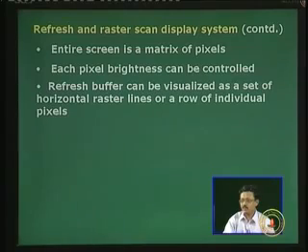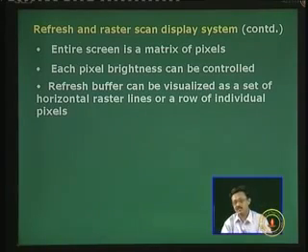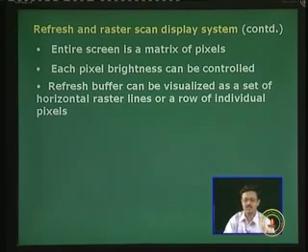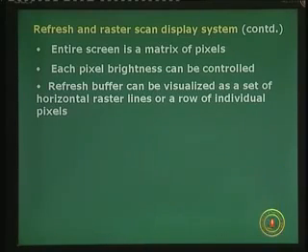The next point: the refresh buffer can be visualized as a set of horizontal raster lines or a row of individual pixels. The concept is like a matrix or an array where we have horizontal rows and vertical columns. So obviously we talk of these as horizontal raster lines. We don't bother about the vertical columns for the time being, but we assume that in an array or a matrix of pixels we have horizontal raster lines or rows of individual pixels.